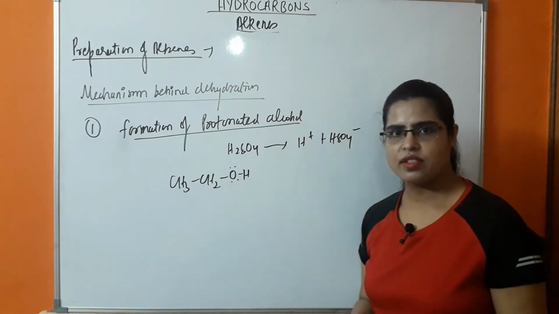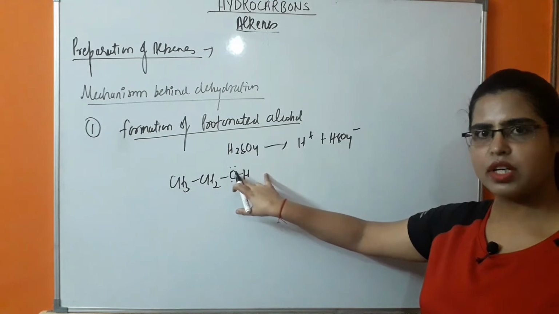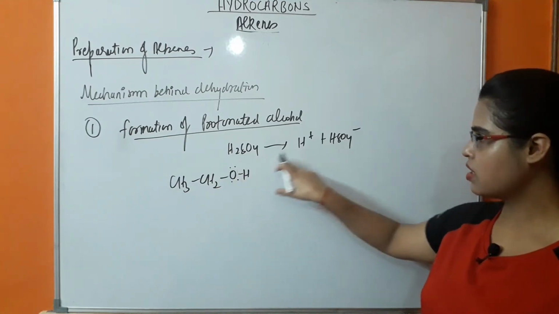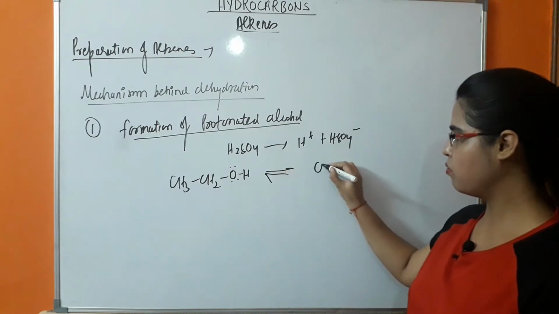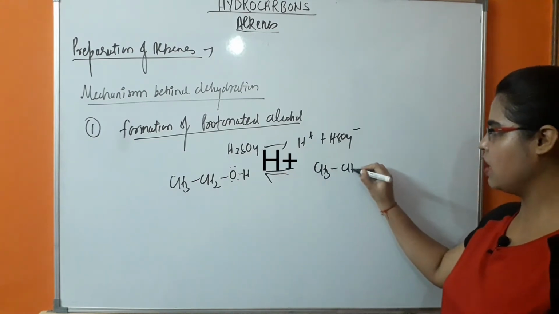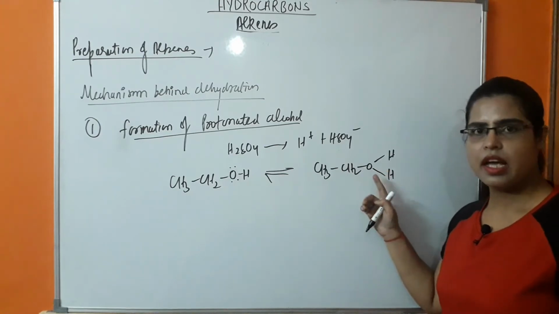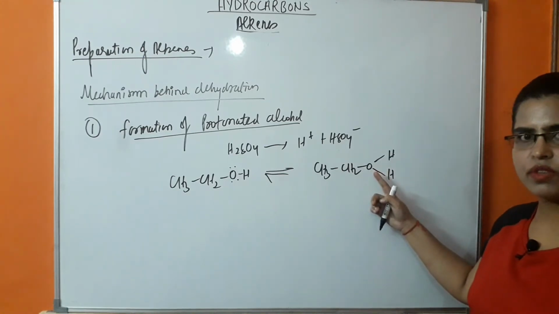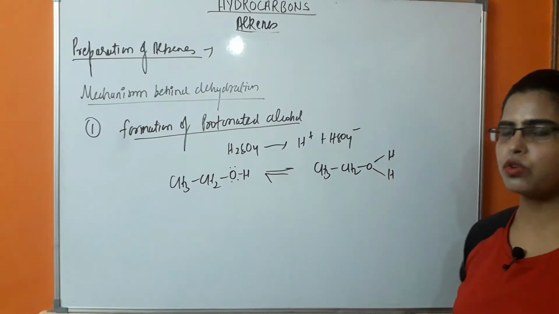ethanol. What will happen? Because oxygen has two lone pairs, this oxygen will abstract this H plus ion, so there will be formation of protonated alcohol. Why is it protonated? Because the oxygen of the alcohol is combining with the H plus, so this is known as protonated alcohol.